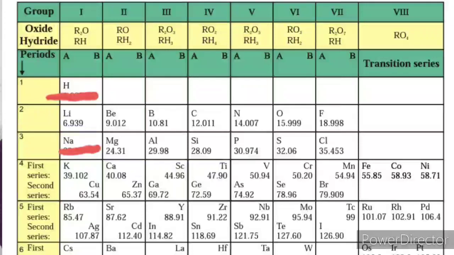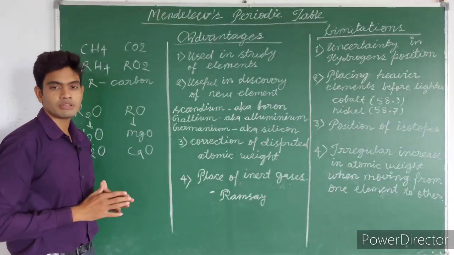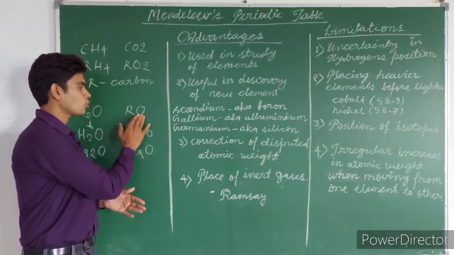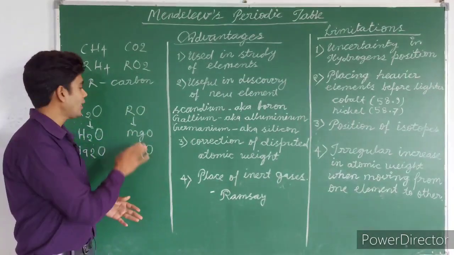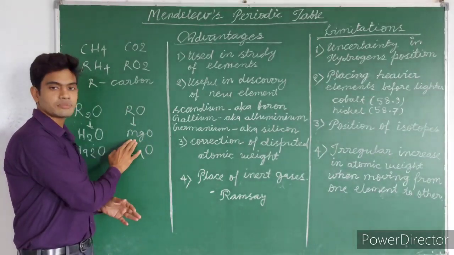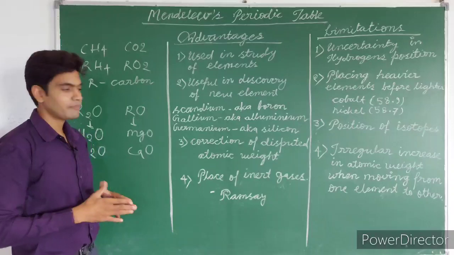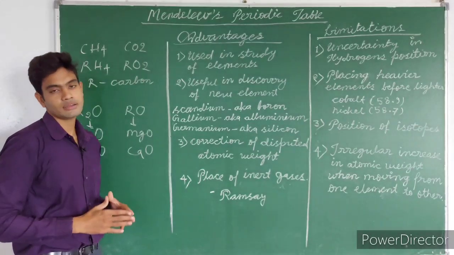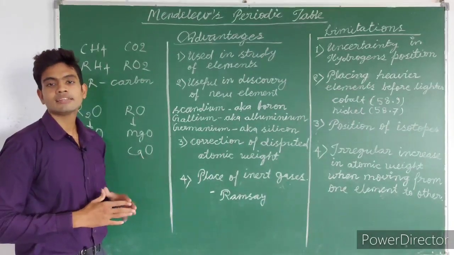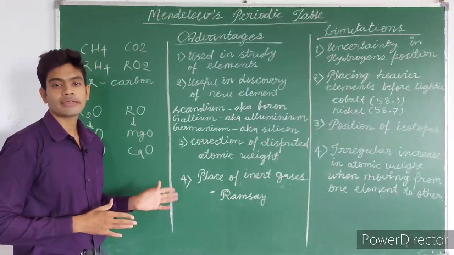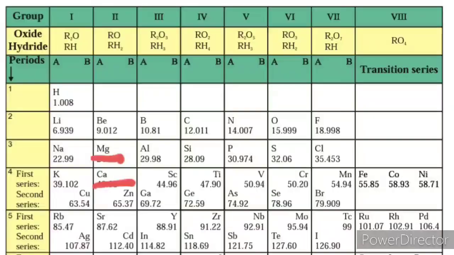Similarly, again, if R represents any element and it forms a compound with the oxygen in the manner RO, so here R may be represented by magnesium. It can also represent calcium, and by analyzing magnesium oxide and calcium oxide, we know that the valency of magnesium and calcium is 2. So both of them were kept in second group or group number 2. So this was the whole setup of Mendeleev's periodic table.